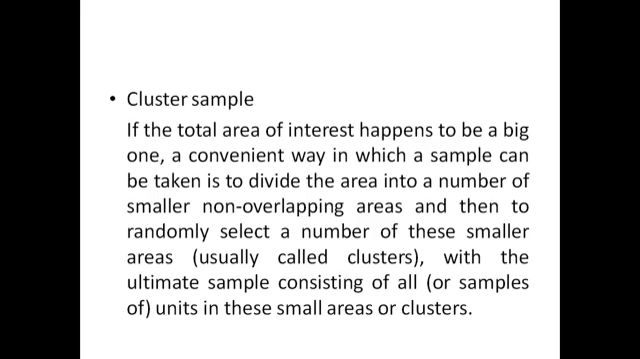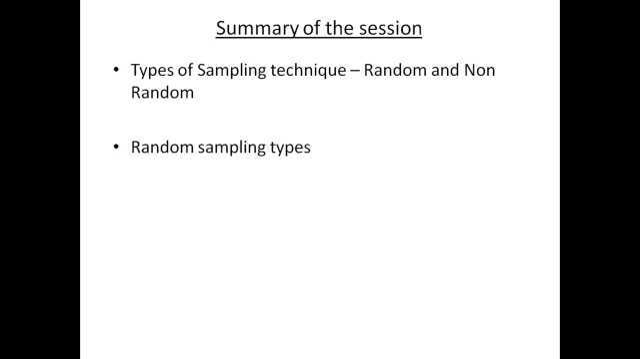Thus, in cluster sampling, the total population is divided into a number of relatively small subdivisions, which are themselves clusters of still smaller units, and then some of these clusters are randomly selected for inclusion in the overall sample.